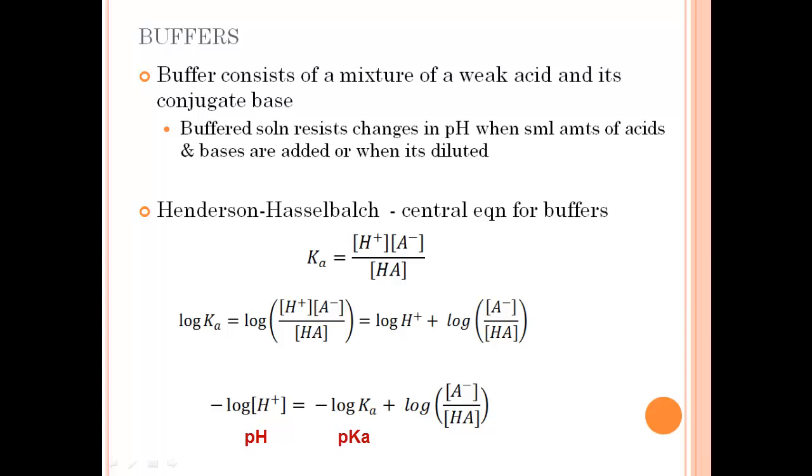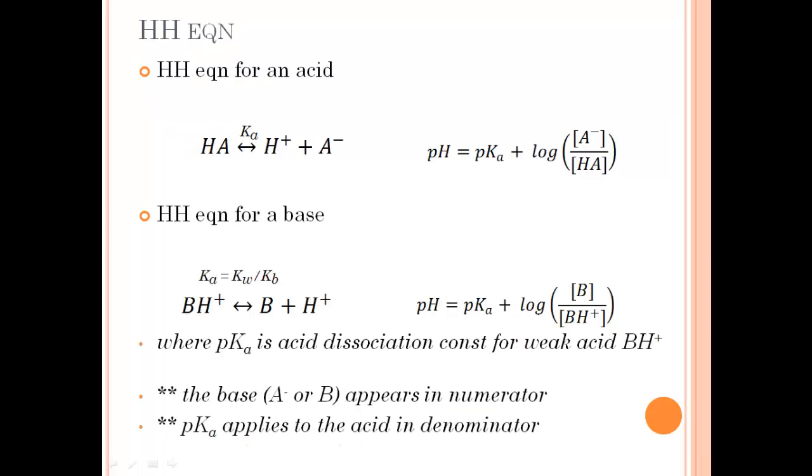So really, it's just a rearranged form of the Ka equilibrium expression. The HH equation will tell us the pH of a solution, provided that we know the concentrations of acid and base and the pKa of that acid. So here's the HH equation for an acid. Here's your acid dissociation reaction: HA is dissociated into H plus and A minus, and there is the Henderson-Hasselbalch equation for an acid, exactly what we just derived in the previous slide.